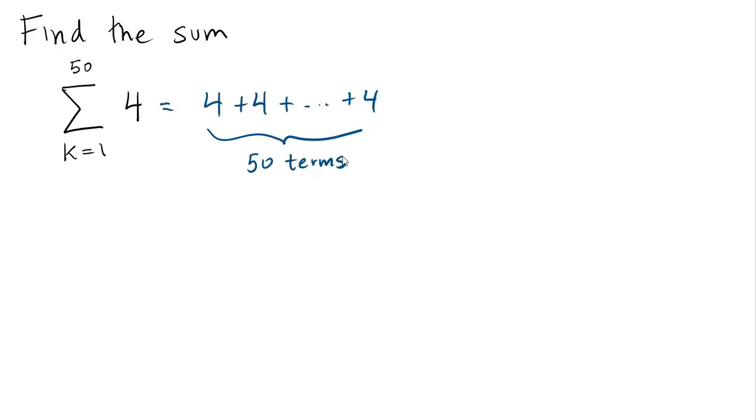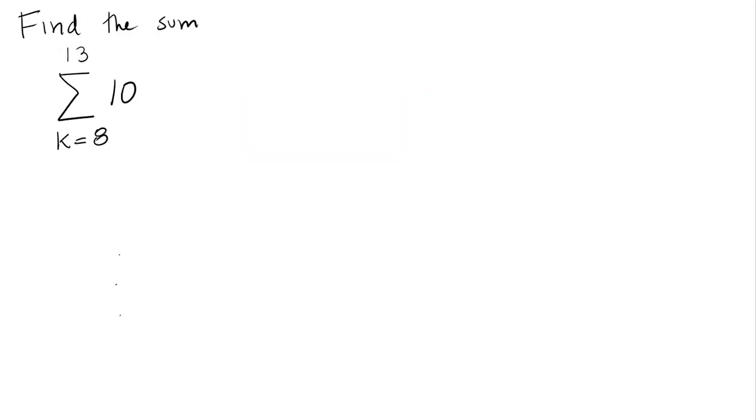We know a shortcut for this. Repeated addition can be replaced by multiplication. This is just 4 times 50, which is 200. If we're repeatedly adding the same number together, we just take that number and multiply it by the number of copies. That gives us the sum. With that in mind, I want you to do this example. The sum from k equals 8 to 13 of 10.